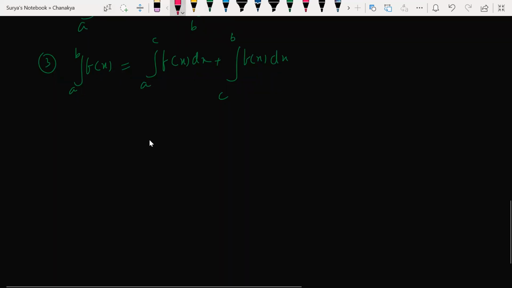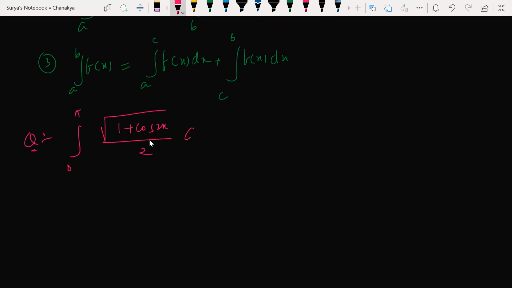The question is: integral 0 to pi of square root of (1 plus cos 2x) by 2 dx.